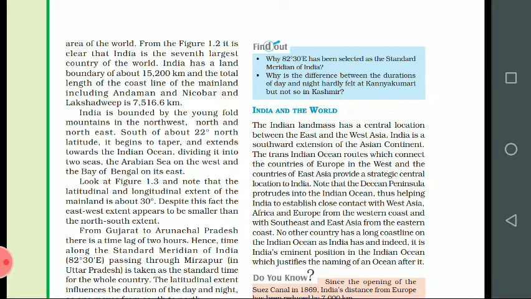Question number 4. The sun rises 2 hours earlier in Arunachal Pradesh as compared to Gujarat in the west. But the watches show the same time. How does this happen? Question number 5. Why is the difference between the duration of day and night hardly felt at Kanyakumari but not so in Kashmir?